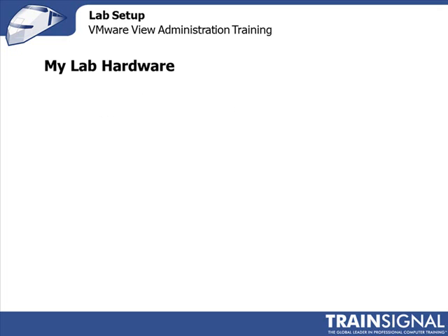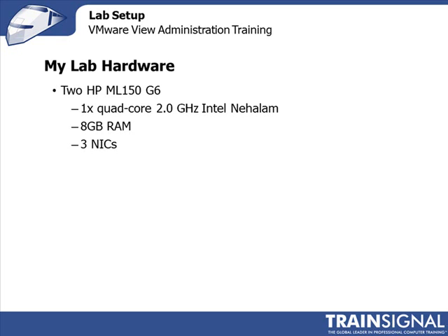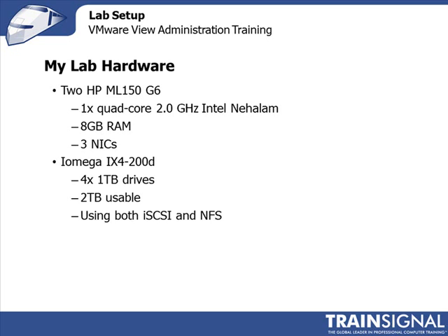So what kind of hardware am I using for my lab? I have two HP ML150 G6 servers. Each one has a single processor socket, with a single processor with 4 cores running at 2 GHz on an Intel Nehalem architecture. Each of these two hosts is running ESXi 4.1. Each one has 8 GB of RAM and 3 NICs to support network connectivity, including iSCSI storage traffic, which is going to an iOmega iX4 200D.